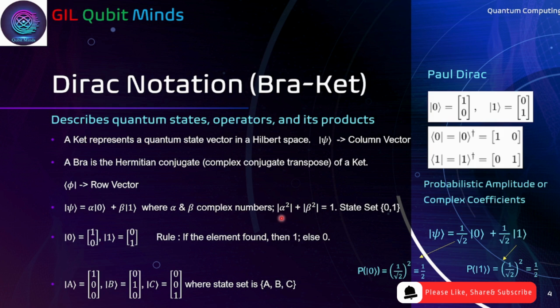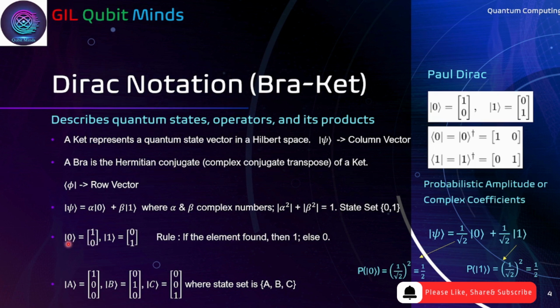The main thing is that it will follow this normalization rule: mod alpha squared plus mod beta squared equal to 1 for the classical states of 0 and 1. Now we will see how this 0 Ket and 1 Ket are derived, how they are formed. There is a rule. If this is the classical set 0 and 1, whenever we find the element in the set, we put a 1. If we don't find it, then we put a 0.